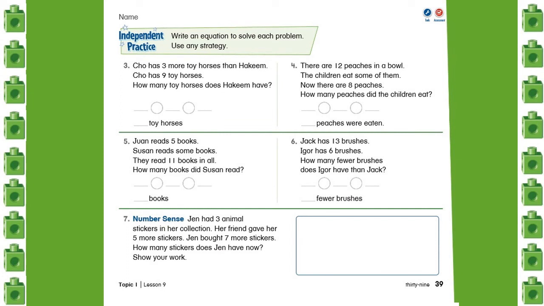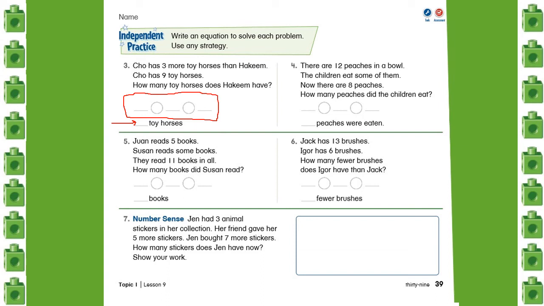Then on page 39, you can see this is all word problems, okay? And for numbers 3 through 6, just like what we just did, you have to create an equation. You can use subtraction or addition, whichever one you think is easier for that problem. And then make sure you write the answer there as well, okay?